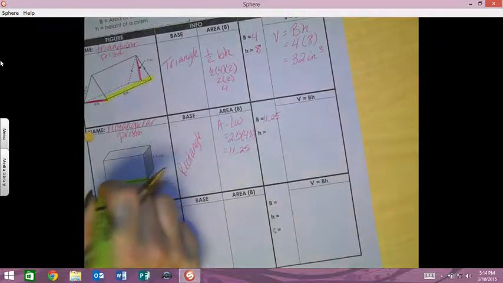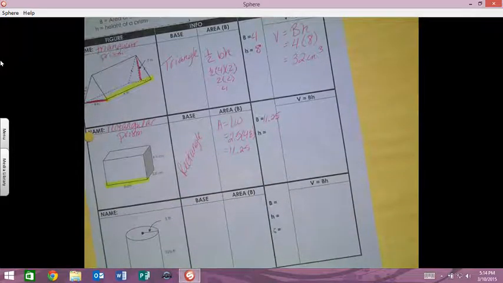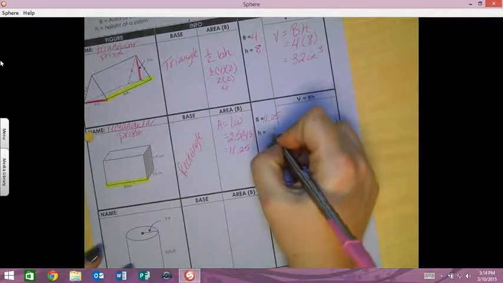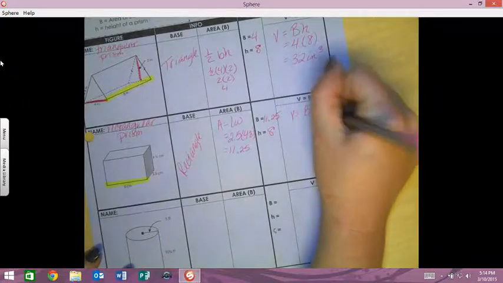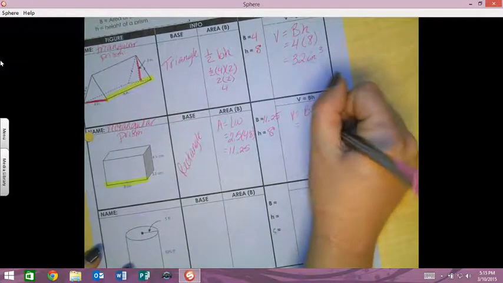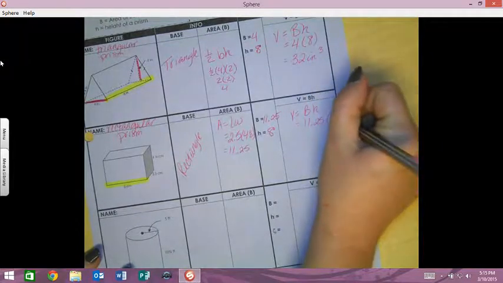Now our height, here's our height this time. Because remember, the height is the distance between the two bases. So in this case, our height is going to be 8. So let's plug it into our formula. Volume equals big B times H. Our big B is going to be 11.25, and our height is going to be 8.